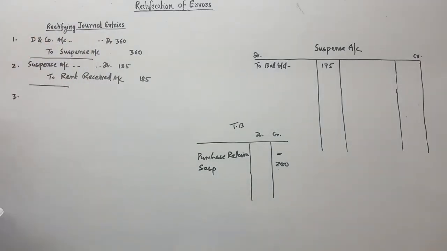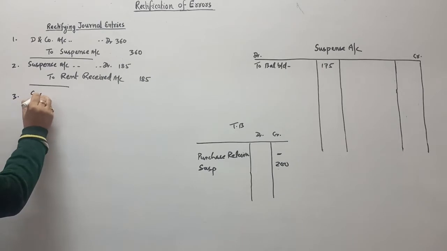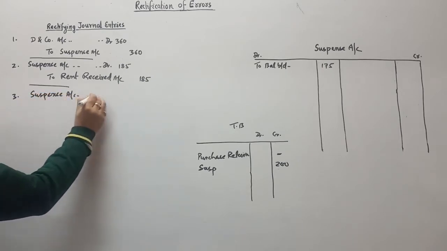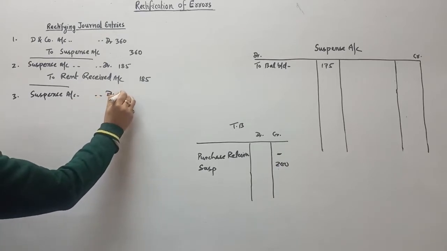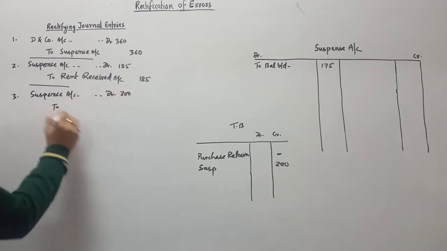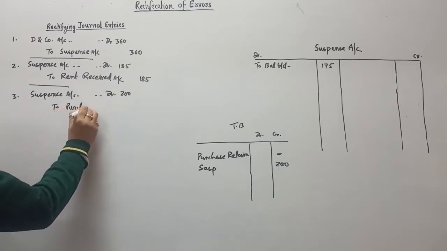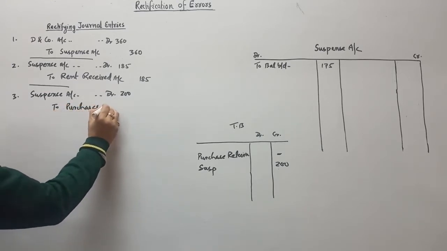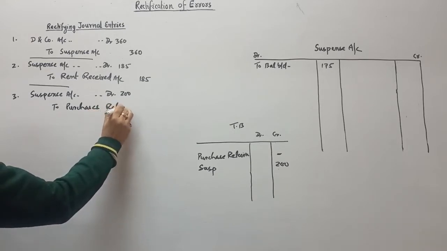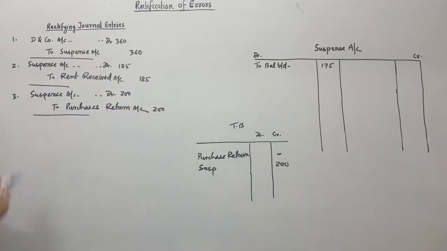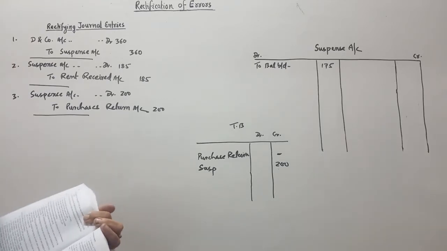Now come to the rectification. First of all, we have to cancel the suspense account, and for cancellation of this account we have to debit the suspense account and credit which account? Purchase return will be credited because we have not posted the amount in the purchase return account. So we have to credit the purchase return account by 200. So the entry is suspense account debit to purchase return account.